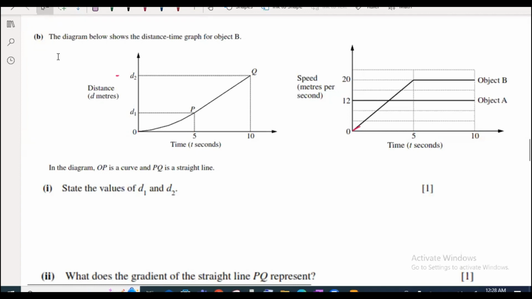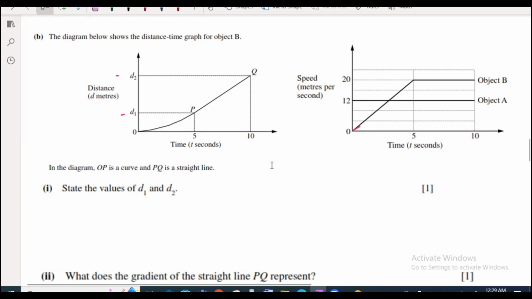Now this is part B here. In this part, the diagram shows the distance time graph for object B. In the original question, the distance time graph is given in part B, and I have copied this diagram because it will be used for solving this part. So in the diagram, state the values of D1 and D2. D1 and D2 are the distances here. D1 is basically the distance covered during 5 seconds.